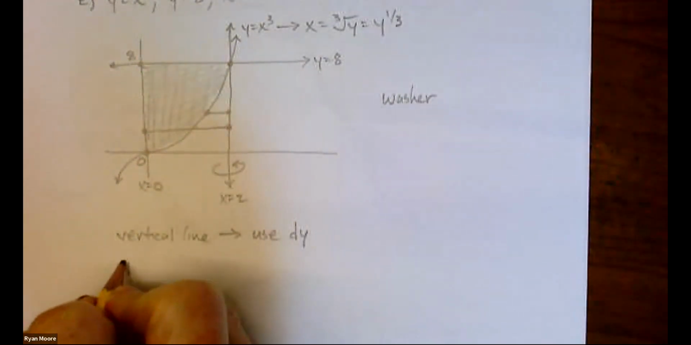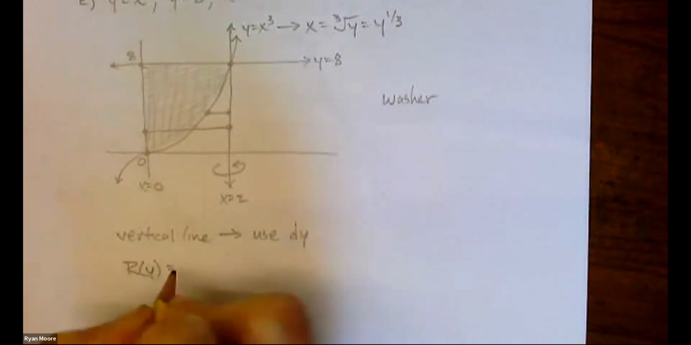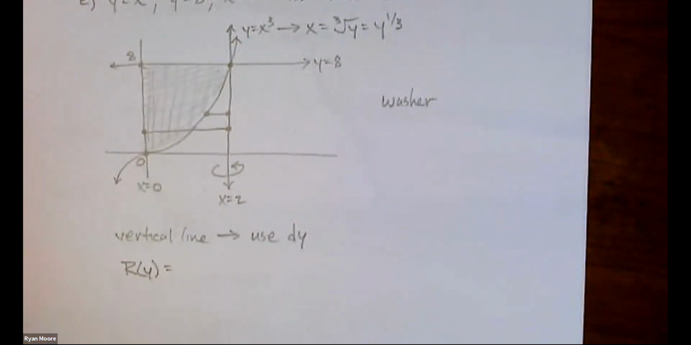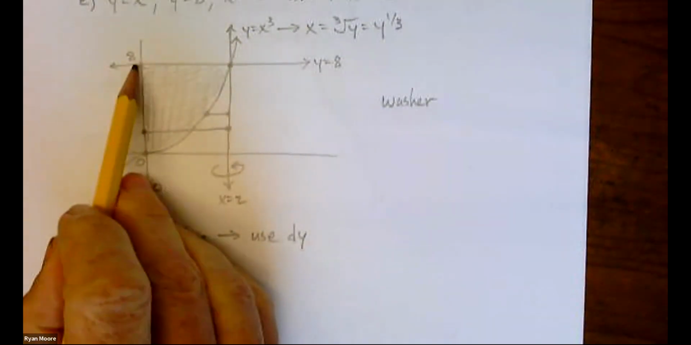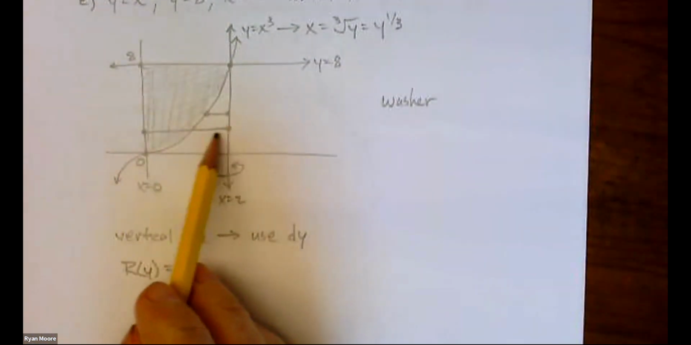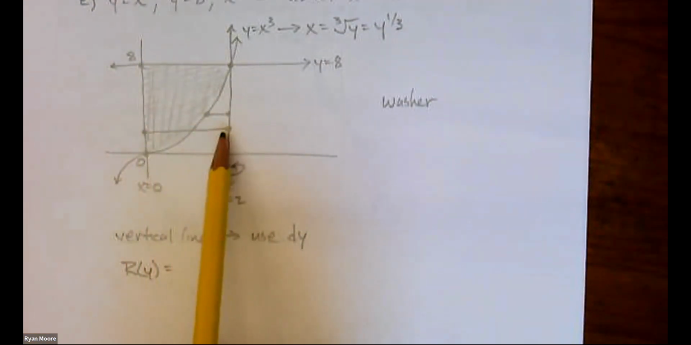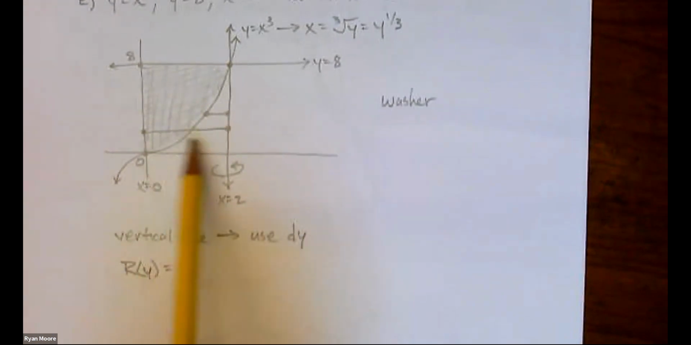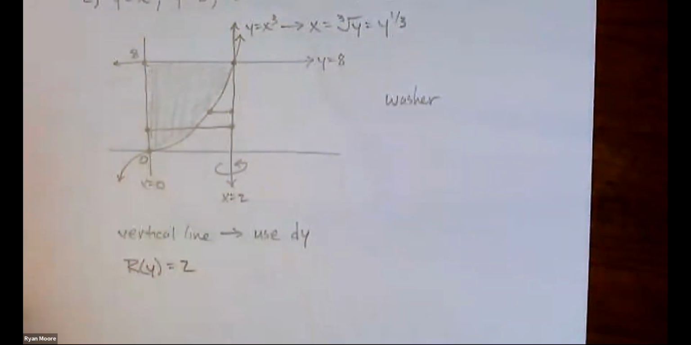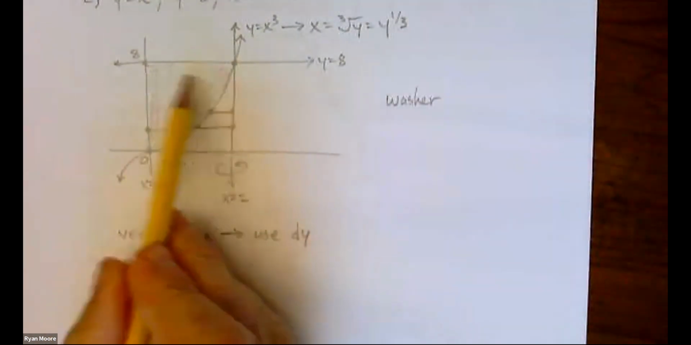Okay, let's see here. So outer radius, capital R of y. That's actually not bad. It's always that full length across. That's 8 units. Is that 8? No, whoa, I got to slow down. 8 is up here. How many units across is this? It's 2. My mistake. It's always exactly 2 units the whole way.